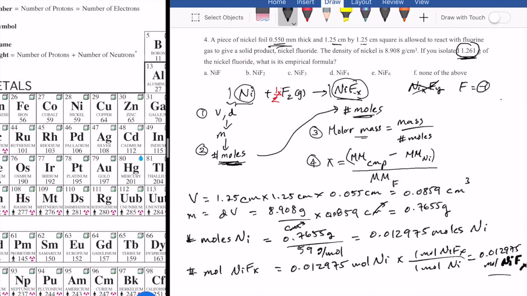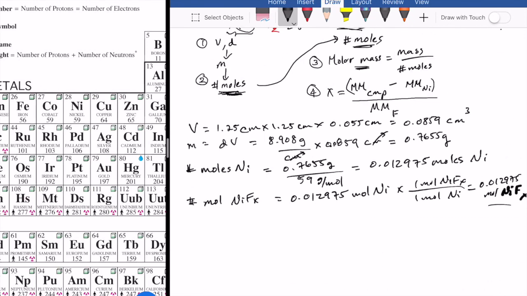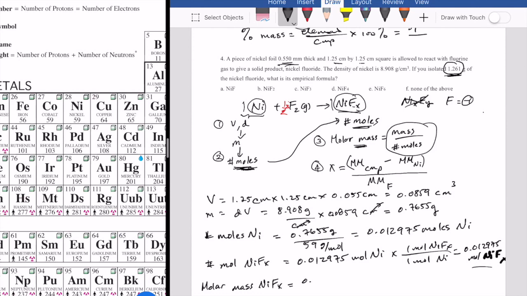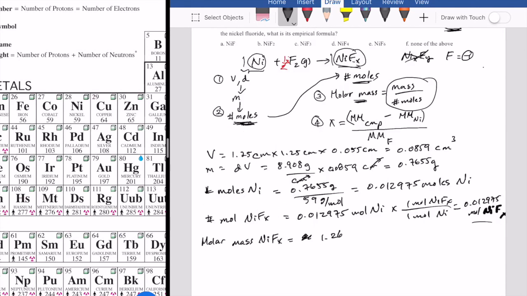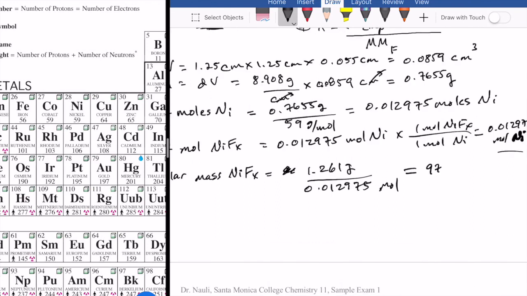Once we have the number of moles, we have the mass. Remember, that was given to us earlier. So now that allows us to calculate the molar mass of the nickel fluoride. The molar mass of the nickel fluoride is going to be mass over number of moles, right? So 1.261 grams over the number of moles that we calculated earlier, which is 0.012975 moles. And that gives us a molar mass of 97.1861 grams per mole.